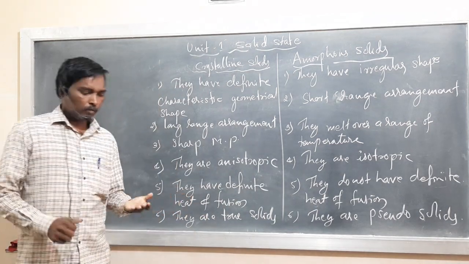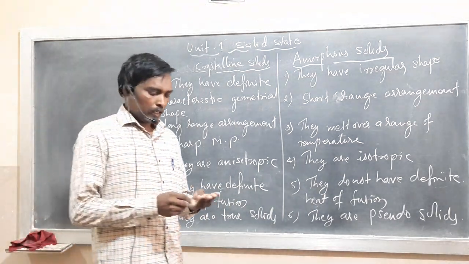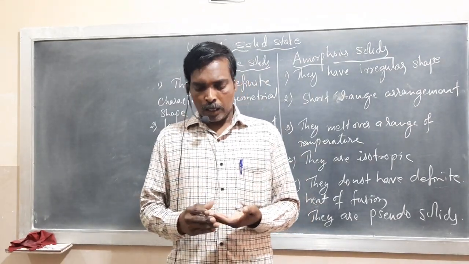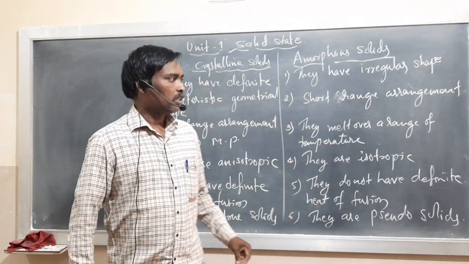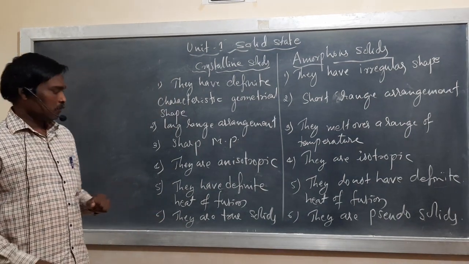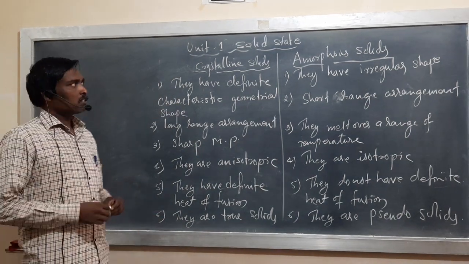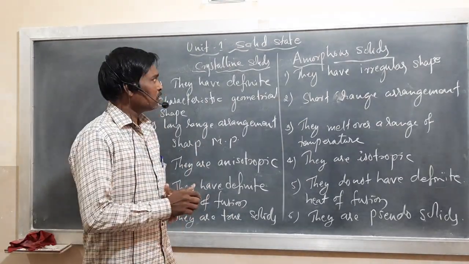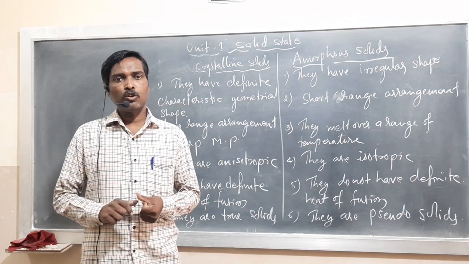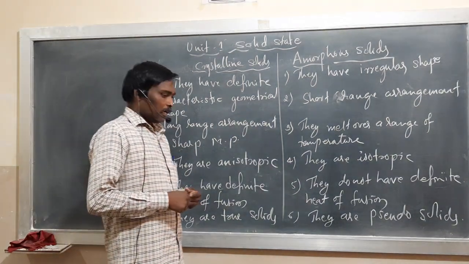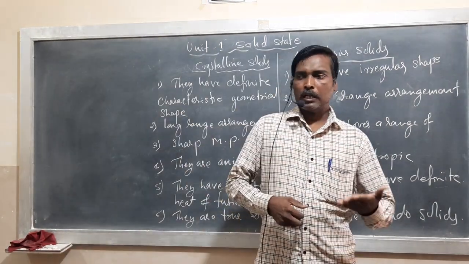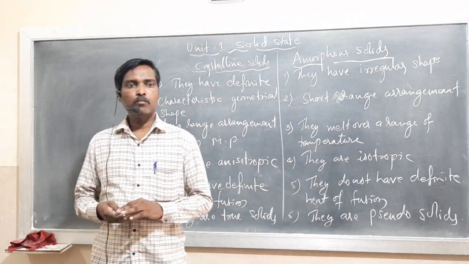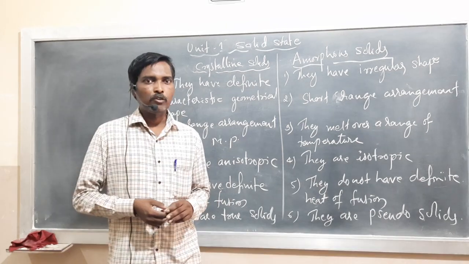Okay, students, so next, let me discuss the classification of solids. Here, solids are classified mainly into two types. One is crystalline solids, another is amorphous solids. This classification is mainly based on the nature of the solids. There is another type of classification, based on the binding force present between the molecules, in which solids are classified into four types.